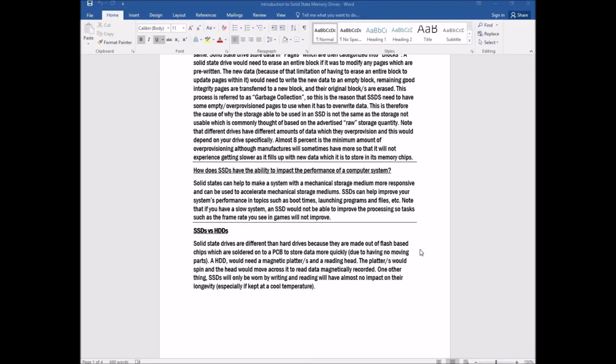One other thing, solid-state drives will be worn primarily by writing, and reading will have almost no impact on their longevity, especially if kept at a cool temperature. So reading will have some wear, but it's very low, especially if they're in a low temperature environment. Also, solid-state drives usually come in smaller capacities when compared to hard drives, and in general they cost more.